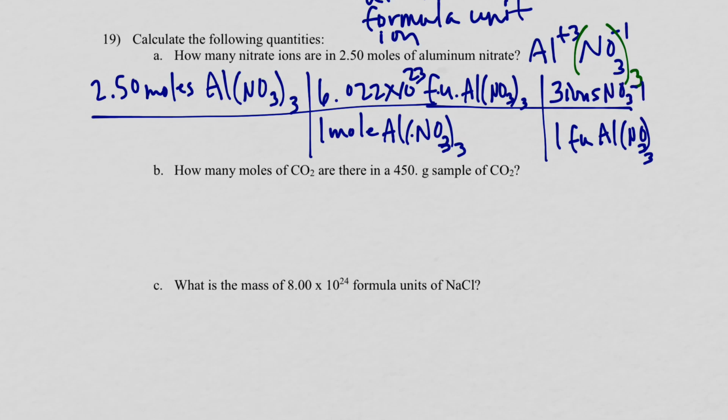So when you look at the chemical formula for aluminum nitrate, we're actually identifying how many ions there are in that formula, and there are a total of 3. So now it's just a matter of doing the calculator work. 2.5 moles times 6.022 times 10 to the 23rd times 3 ions. Obeying significant figures, it comes out to 4.52 times 10 to the 24th ions, NO3 negative 1. And on to the next one.